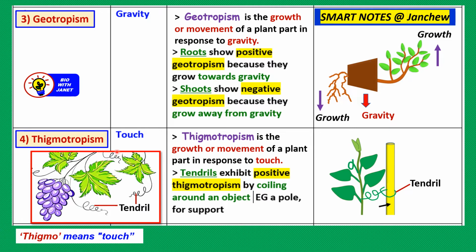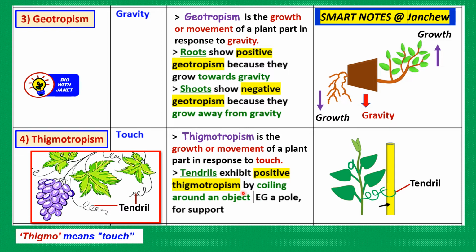Next, we have thigmotropism. In thigmotropism, the stimulus is touch. It's very easy to remember. Think of T's. Thigmotropism, stimulus is T, touch. T for touch. And then the plant part involved is also T, tendrils. So this is a memory aid. In thigmotropism, the stimulus is touch, and the plant part involved is tendrils. It is the tendrils that respond to touch. So thigmotropism is the growth or movement of a plant part in response to touch. T: thigmotropism, touch, and tendrils.